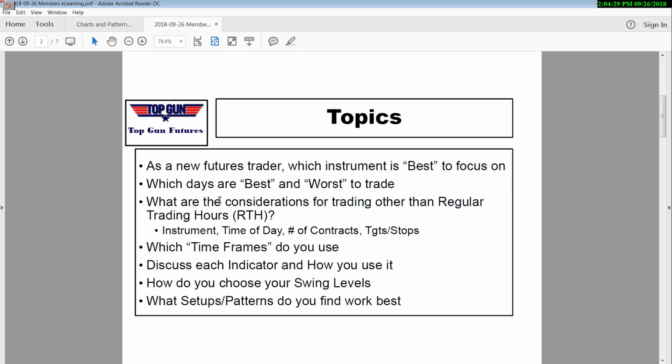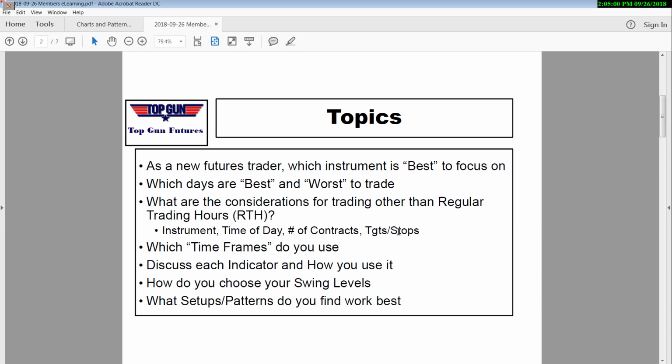Which days are best? Which days are worst? Want to know what the considerations are for trading outside of regular trading hours, and the instrument you'd use, the time of day, numbers of contracts, how do you determine targets and stops? And which time frames do I use? We'll go over that. Discuss each indicator and how I use it. There'll be a bit of time discussion there.